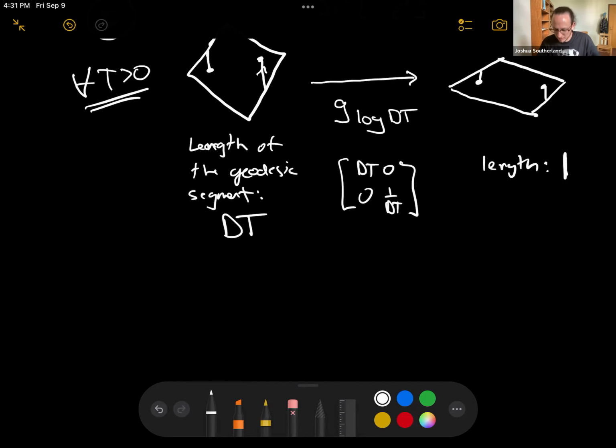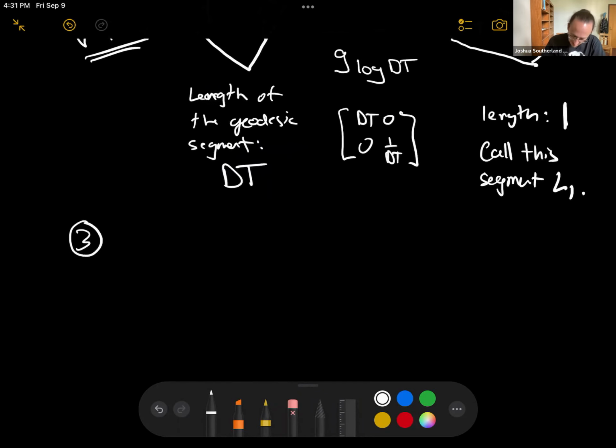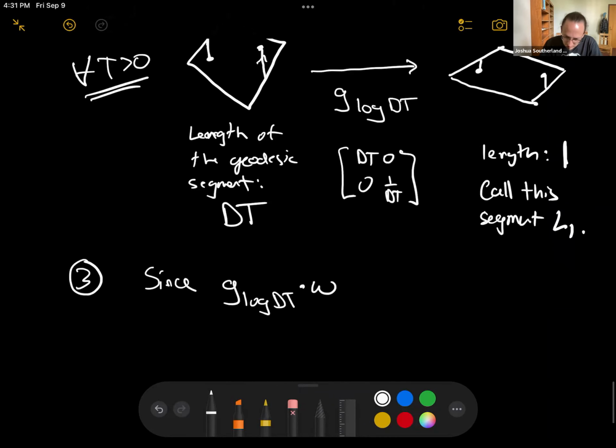Now let's call this geodesic segment over here L1. Okay. So now what we're going to do is use what we know about the diameter. So since g log dt times omega, which is the picture on the right, is along this trajectory, it has a bounded diameter.